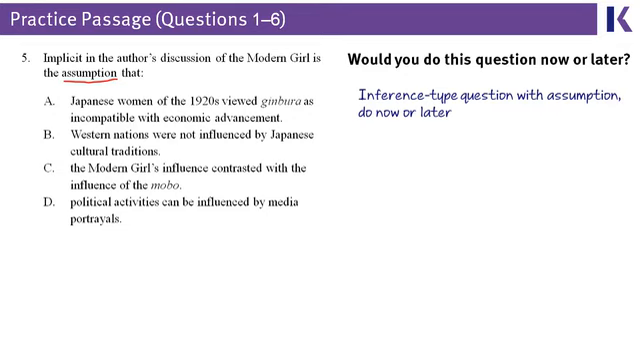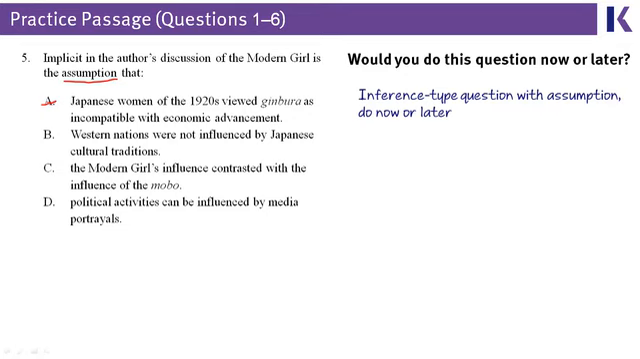So let's go through the answers one by one. It's hard to predict. We really just have to use reasoning here. A, Japanese women in the 1920s viewed Gimbura as incompatible with economic advancement. Now, the modern girl did participate in Gimbura, but even if Japanese women viewed that as incompatible with economic advancement, that wouldn't have meant that the modern girl couldn't be a symbol for change. A is not going to work for us because it really just doesn't have anything to do with the author's claim about the modern girl being a symbol for change. And we can move on to B.